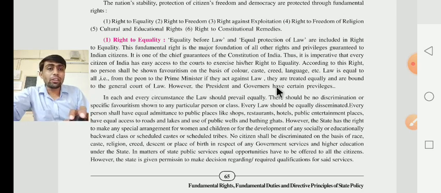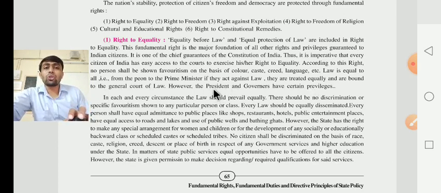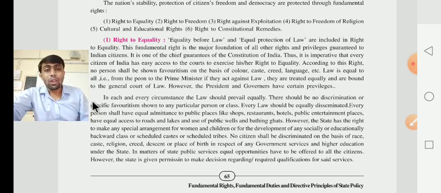However, the president and the governor have certain privilege. What they have to say, dear children? Here in the constitution, the president as well as the governor have certain privilege. Privilege means visheshadhikar dena. Now, in each and every circumstance the law should prevail equally. It means in any kind of circumstance, parithiti, the law should prevail equally. It means the laws are equal for each and everyone. There should be no kind of discrimination. Here no kind of discrimination, yani vedbhav, or specific favoritism shown to any particular person or class.